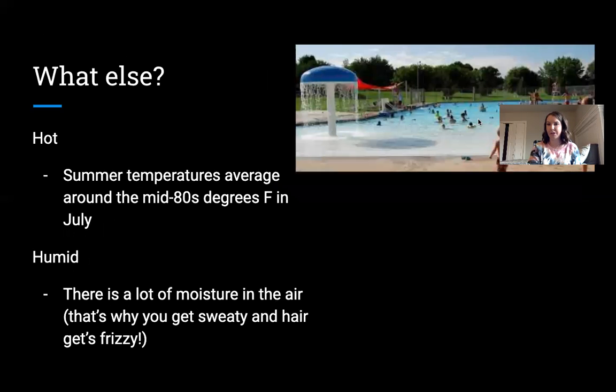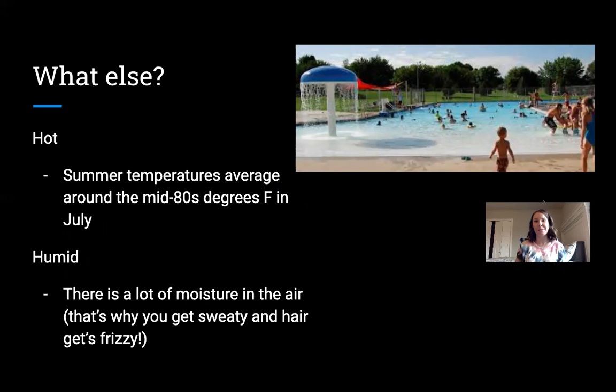Another way I could describe Iowa's climate is that it's also hot in the summer. The summer temperatures average around mid-80s in July. And it's also humid. So there's lots of moisture in the air, which is why you might get sweaty more often in the summer, because of the humidity, the moisture in the air. And that's why your hair gets frizzy if you're a girl.